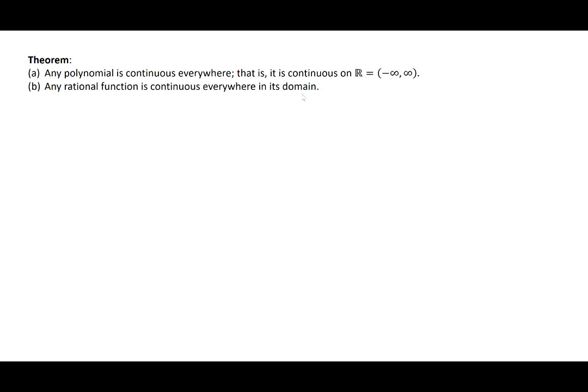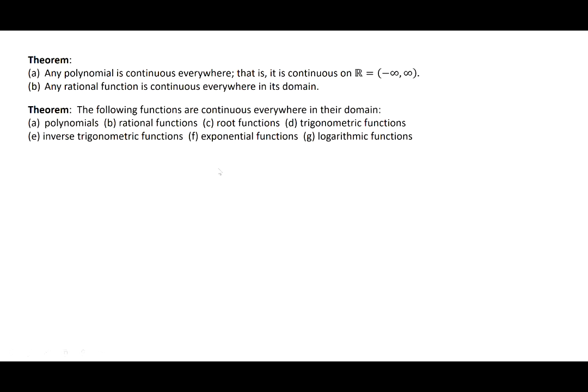Right? So 1 is not in the domain of 1 over x minus 1. Now, if you exclude that point, everywhere else, this rational function is continuous. That is the key. Cool? All right. The following functions are continuous everywhere in their domain. Polynomials, we already discussed this. Rational functions, root functions, square root, cube root, all kinds of root functions. They are also continuous in their domain.